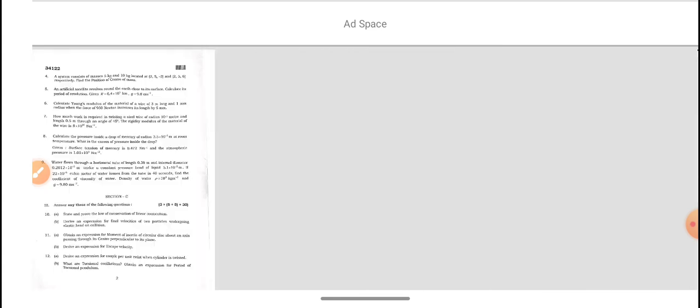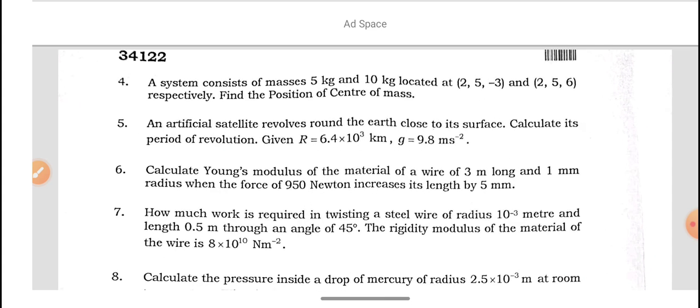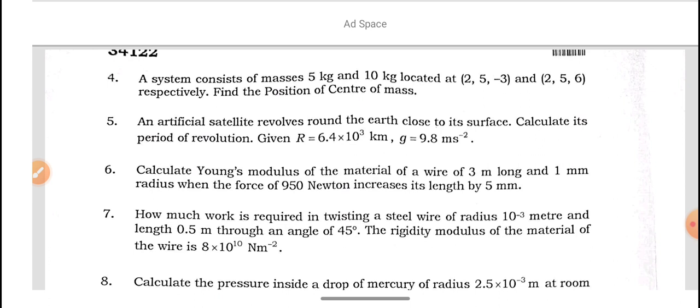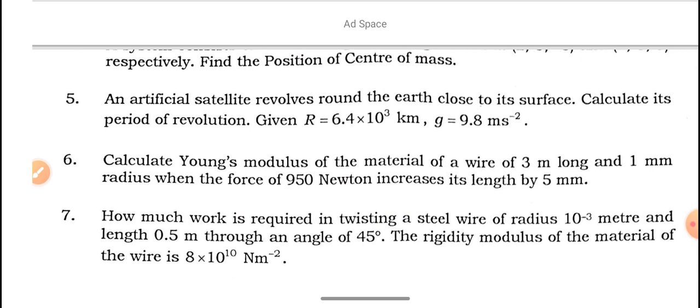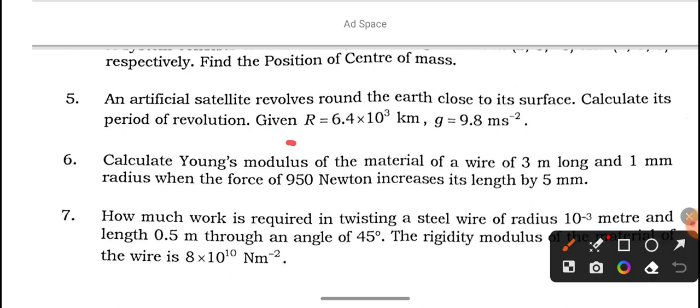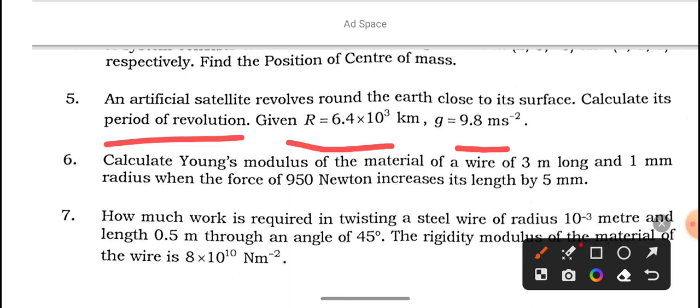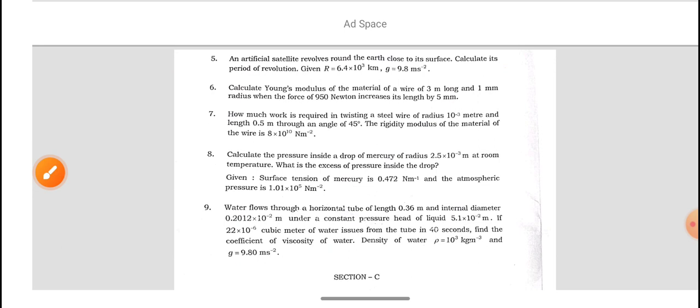And see the fifth question. The fifth question is related to artificial satellite launching. This artificial satellite revolves around the earth close to the surface, calculate its period of revolution. The given conditions are the radius and g. Say an artificial satellite revolves around the earth, you calculate the period of revolution. The period T can be calculated by using the formula.